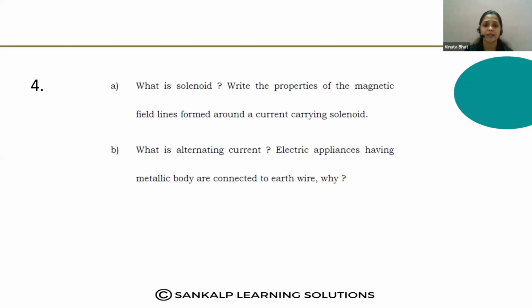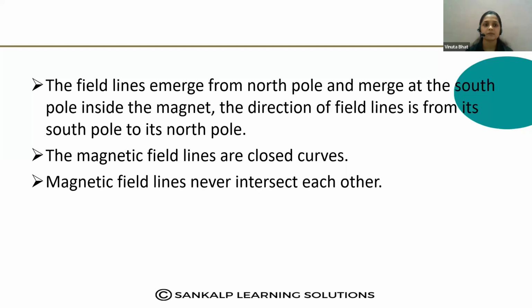What are the properties of the magnetic field lines formed around the current carrying solenoid? The field lines emerge from the North Pole and merge at the South Pole. Inside, the direction of the field lines is from the south pole to the north pole. The magnetic field lines are closed curves.